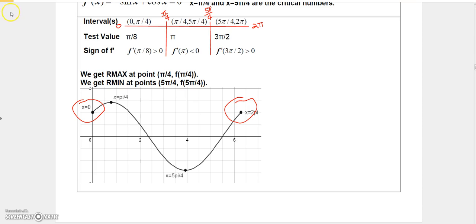Okay, so that takes care of relative extrema, and I believe in the next video I'm going to cover a couple of theorems, and then from there I'm going to go on into concavity after I cover those theorems.